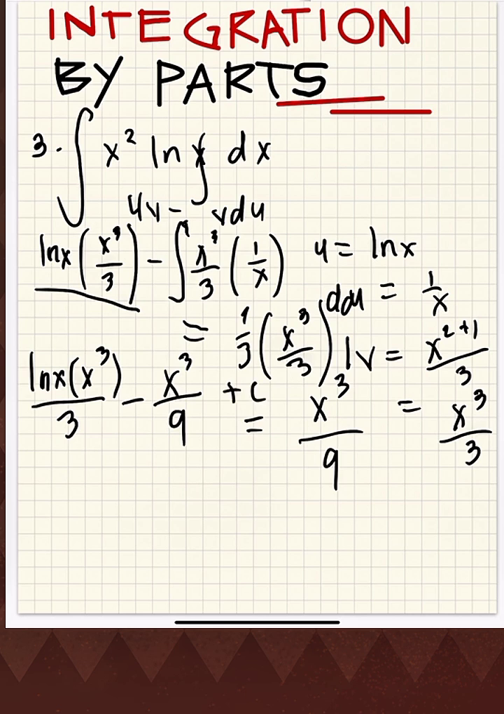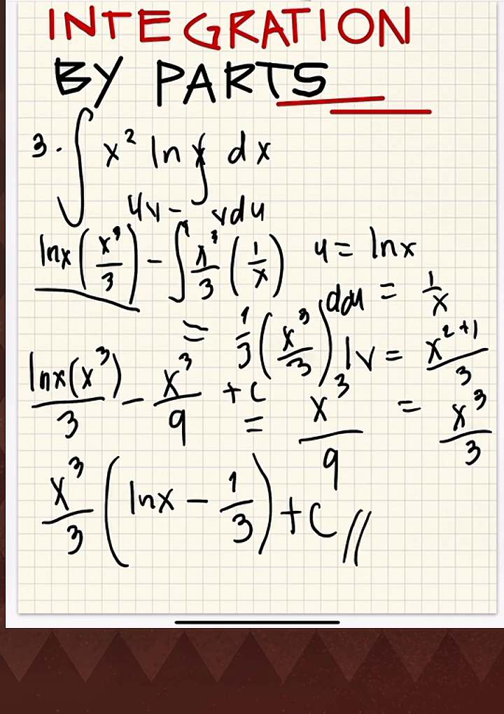But this also has a factor, or it is factorable, which is x cubed over 3. So x cubed over 3 divides the ln x. The remaining will be ln x minus, so x cubed over 9 divided by x cubed over 3 will be 1 over 3, plus c. This can also be our answer.